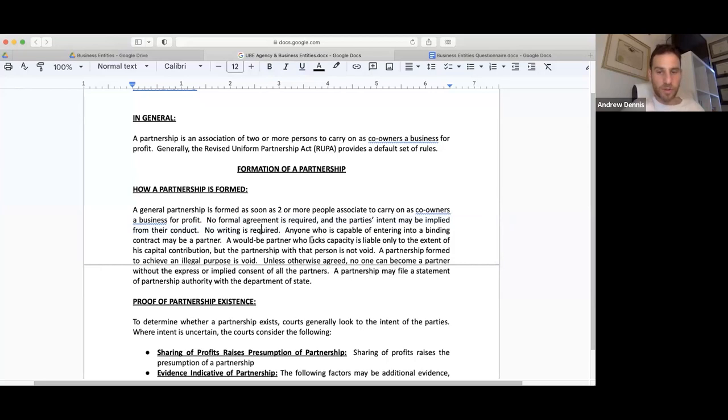A would-be partner who lacks capacity is liable only to the extent of his capital contribution, but the partnership with that person is not void. A partnership formed to achieve an illegal purpose is void. Unless otherwise agreed, no one can become a partner without the express or implied consent of all partners. A partnership may file a statement of partnership authority with the Department of State. They may file, you don't have to file.